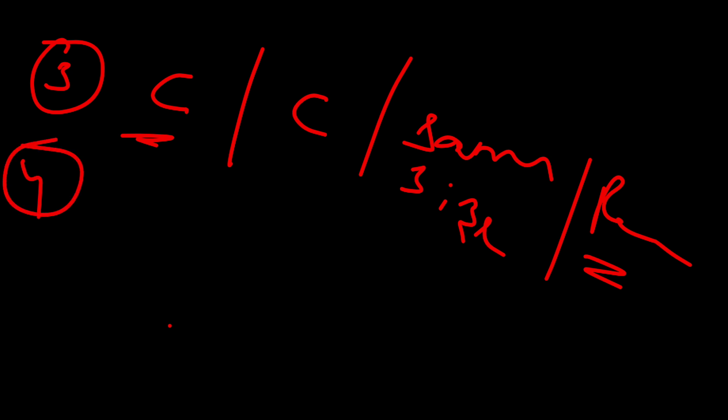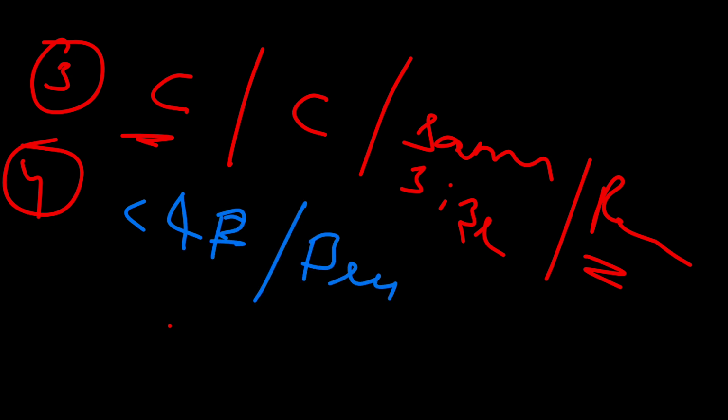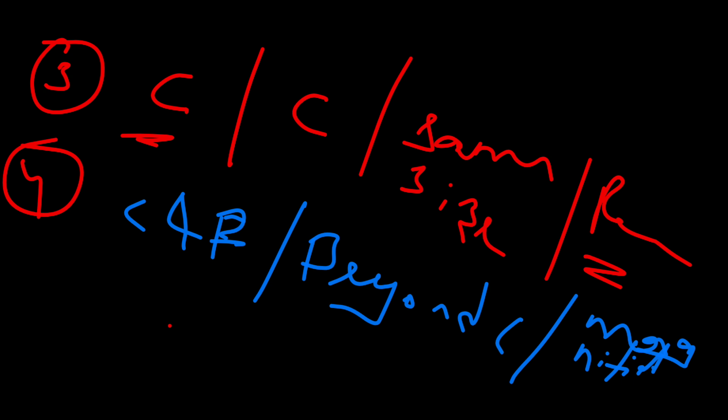So situation number 4, when the object is in between C and F, the image is formed beyond C. It has been magnified, the image size is bigger compared to the object size, so it is magnified, again real and inverted.